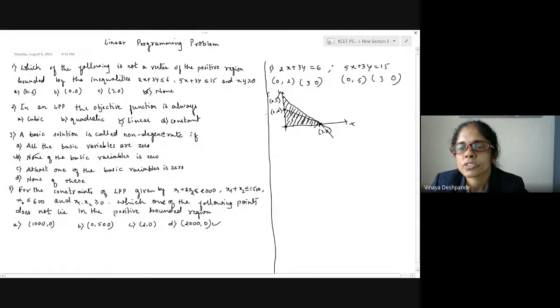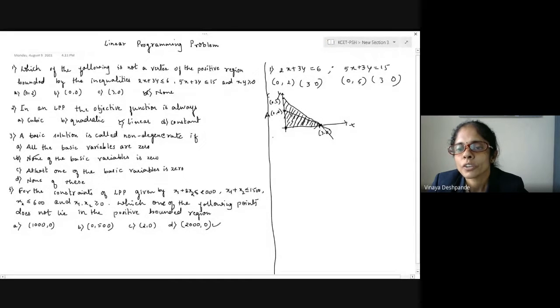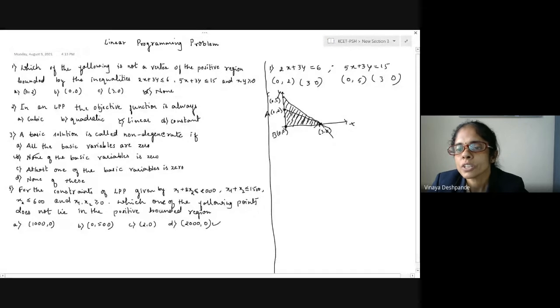So this is A (0, 2), then B (0, 0), C (3, 0). Fine. So (0, 2) is there in the options, and (0, 0) is also there in the options, (3, 0) is also there in the options. So none of these is the correct answer. Now come to the second question.